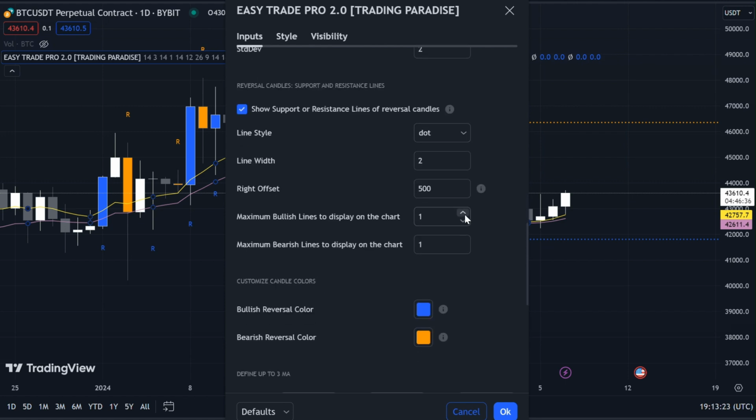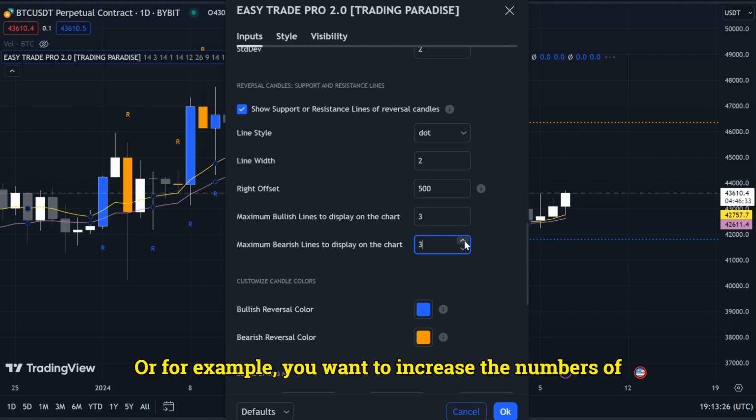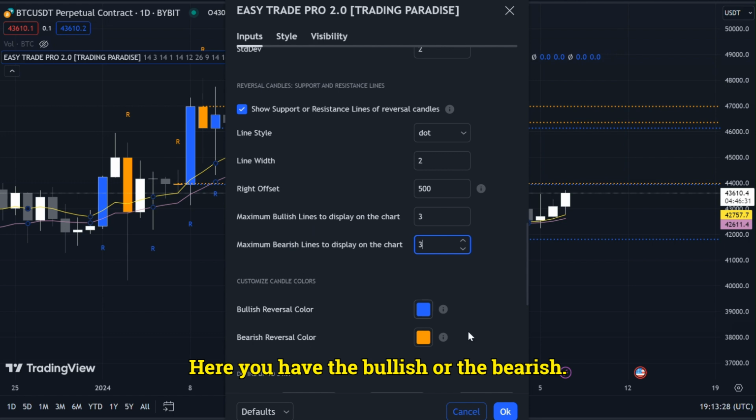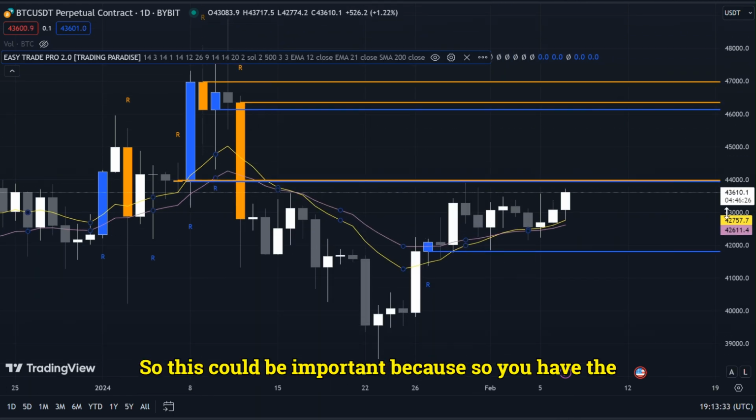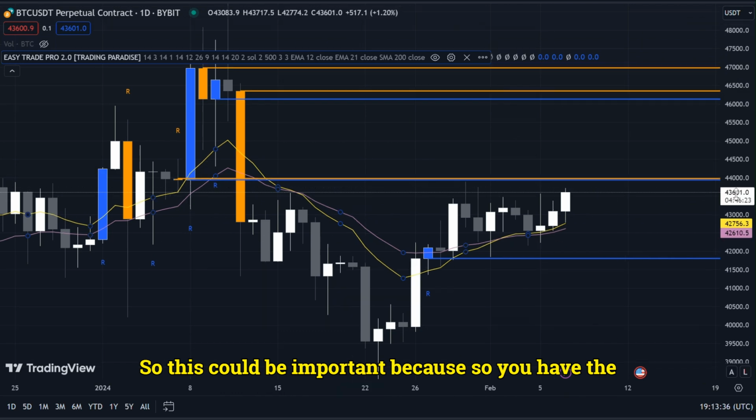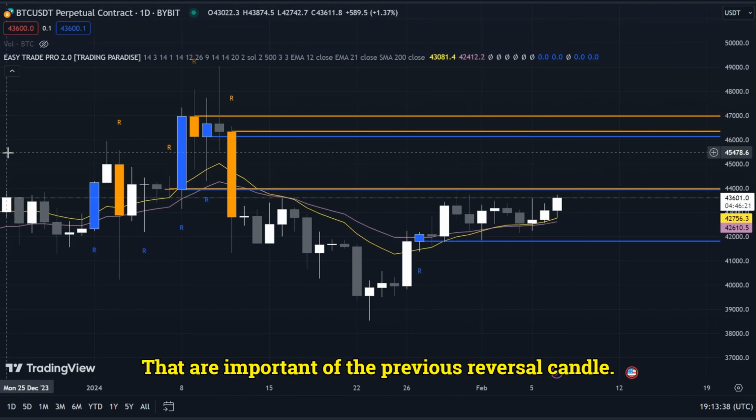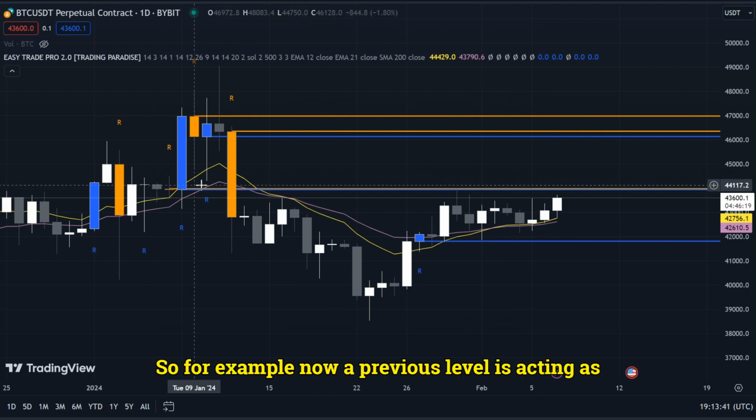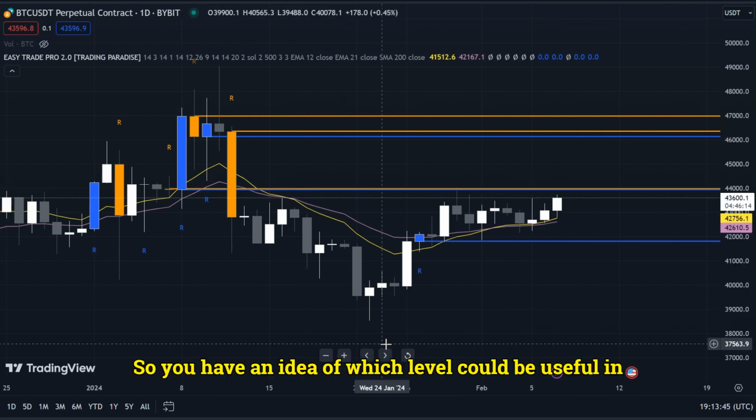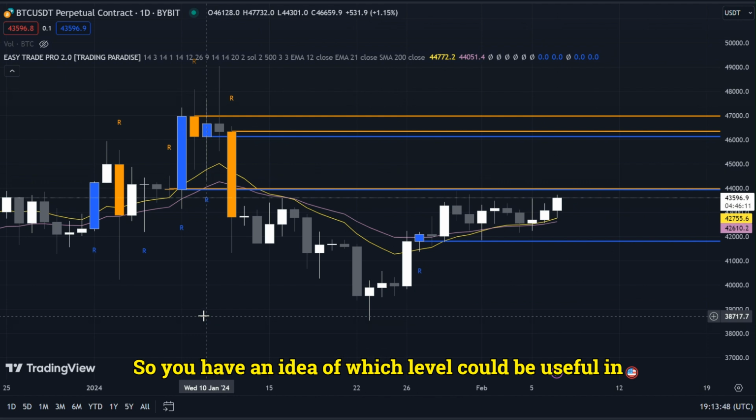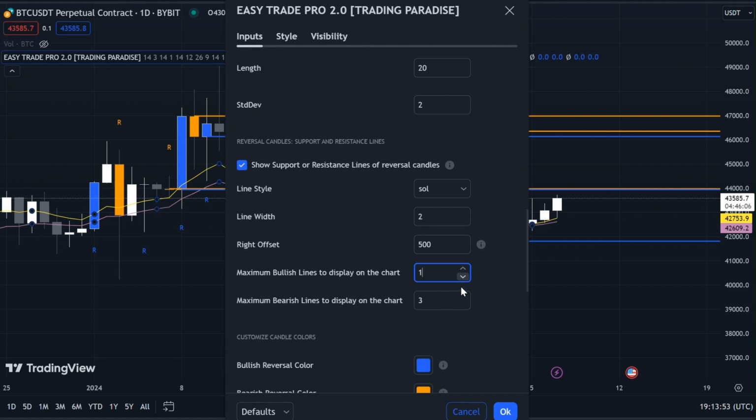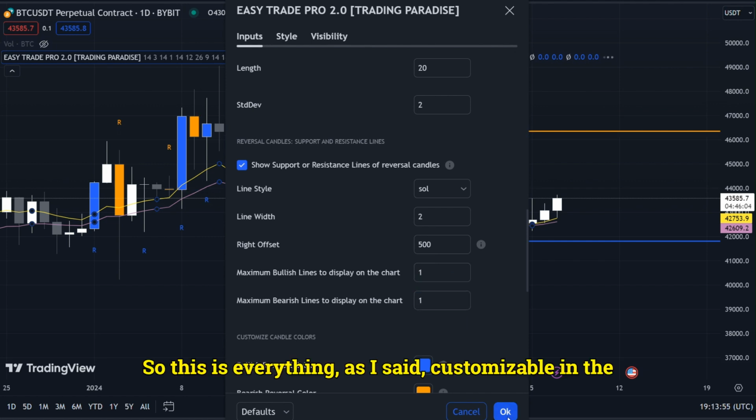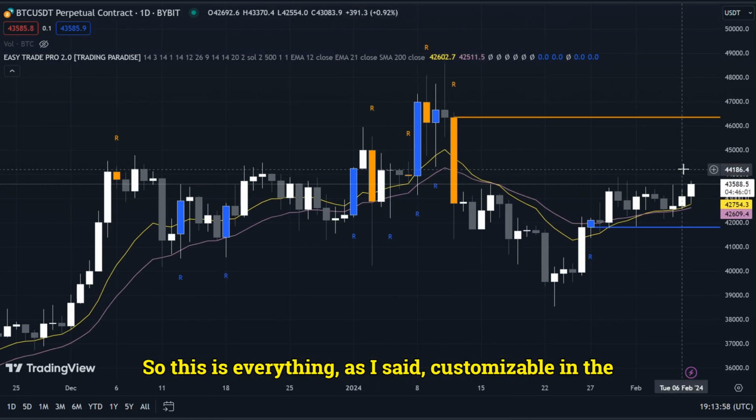Or for example, you want to increase the number of lines. Here you have the bullish or the bearish. Let's put solid again. This could be important because you have the levels of the previous reversal candle. So for example, now a previous level is acting as resistance. So you have an idea of which level could be useful in your analysis. So this is everything, as I said, customizable in the settings menu.